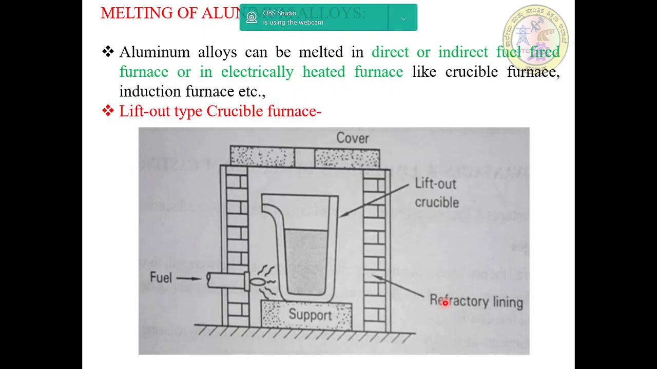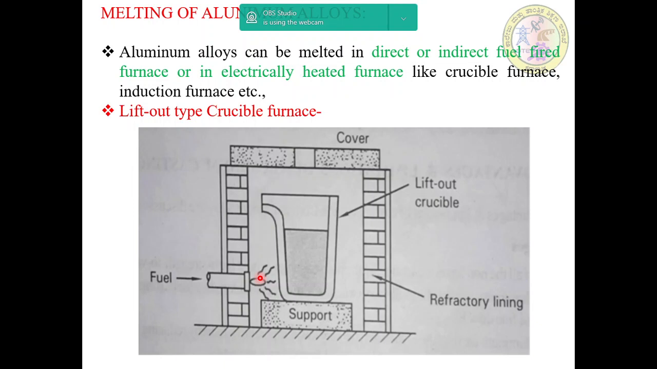The crucible is heated by means of a heat source, this is the fuel, like oil, or it may be gas or electricity. And this is the crucible you have to place inside, and above this support, a pedestal, you have to place this crucible, and then you have to place the ingots inside the crucible. After that, the fuel, it may be oil or gas or electricity.